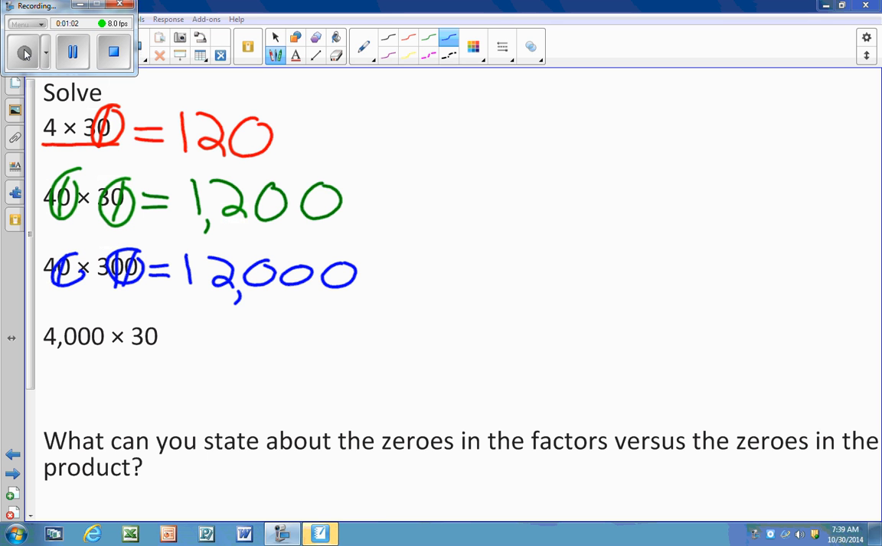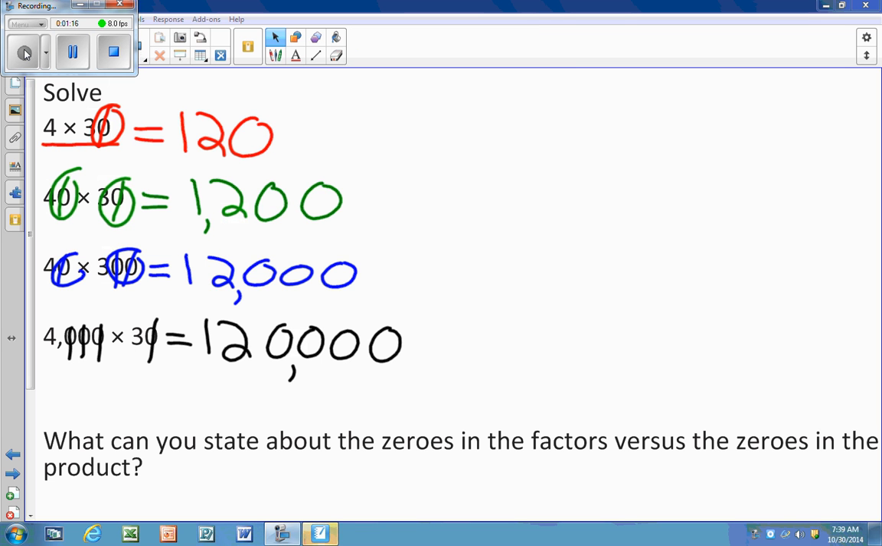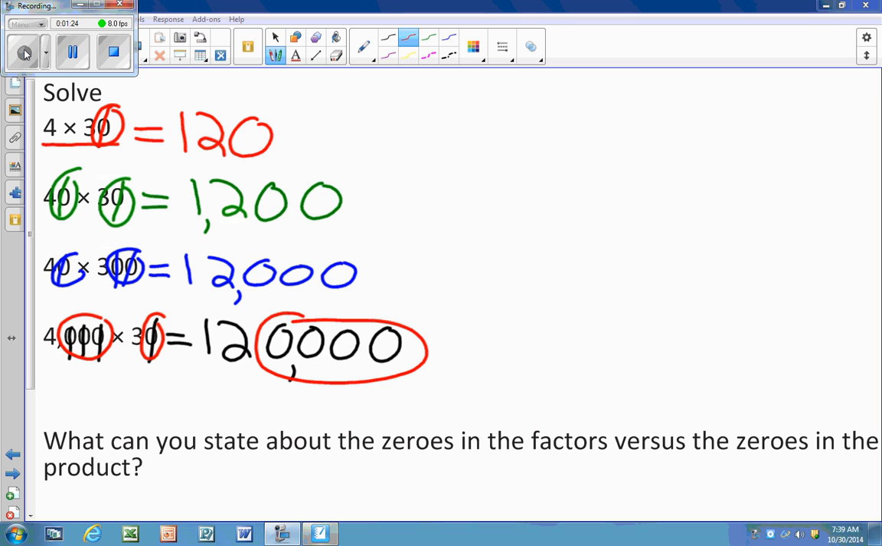And on the last one, same thing. I cross out all my zeros, and I multiply 4 times 3 is 12, and I put my 4 zeros back in, and I make sure I put my commas in. And then what I notice is that however many zeros there are in my factors, that's how many zeros are in my product. That's a good way for me to check.